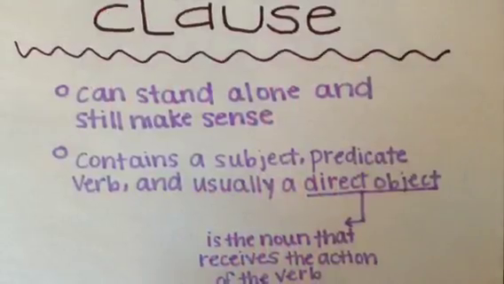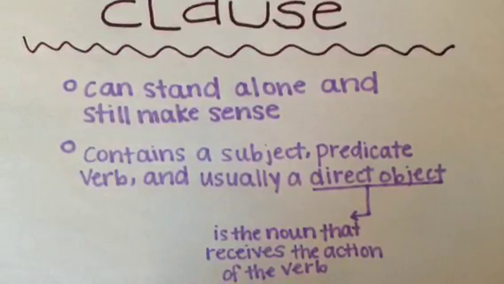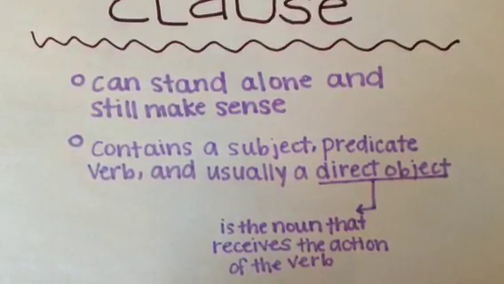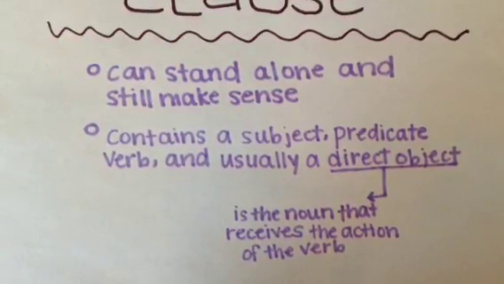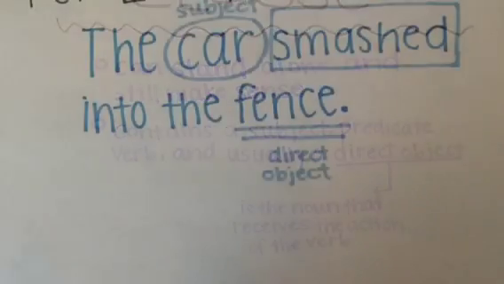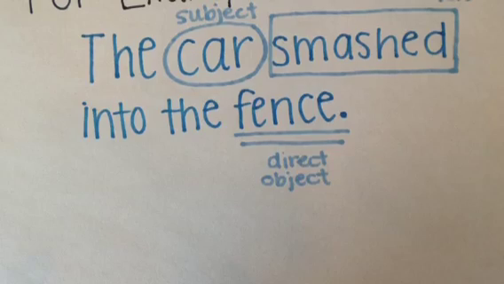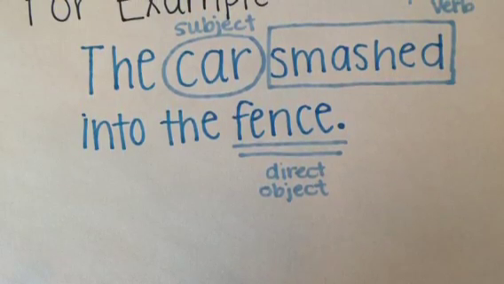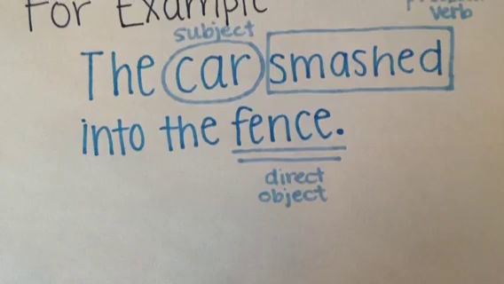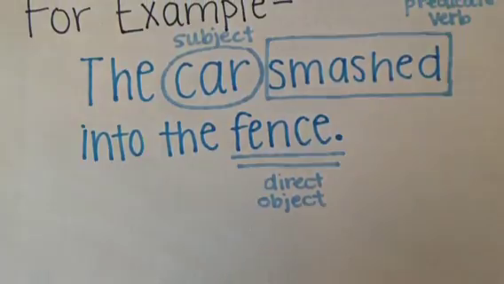An independent clause can stand alone and still make sense. It contains a subject, predicate, verb, and usually a direct object. A direct object is the noun that receives the action of the verb. For example, the car smashed into the fence is an independent clause. It has the subject, car, it has a predicate verb, which is smash, and has a direct object, fence.